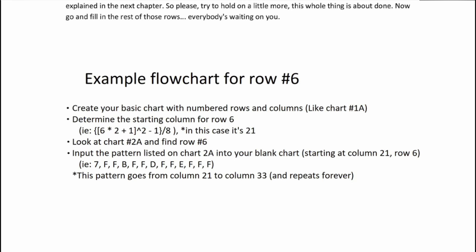Look at chart number 2A and find row number 6. Input the pattern listed on chart 2A into your blank chart, starting at column 21, row 6, i.e. 7 F F B F F D F F E F F F. This pattern goes from column 21 to column 33 and repeats forever.